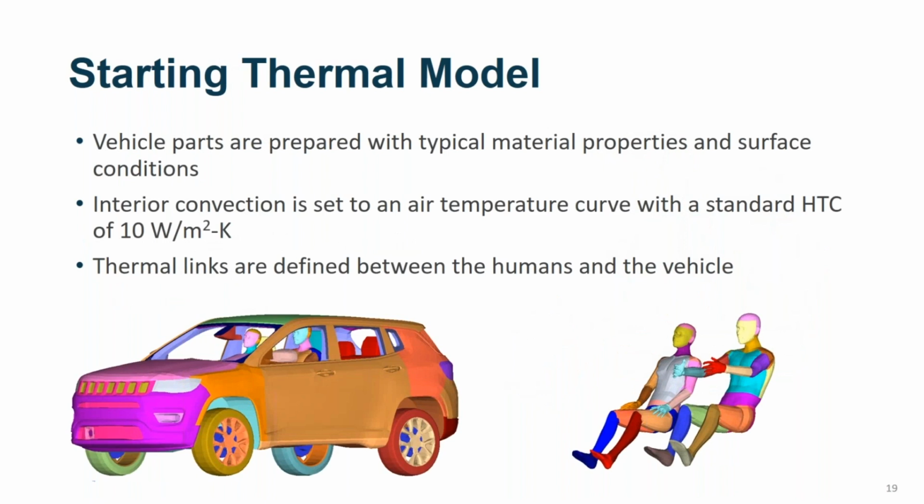This is our starting thermal model. The vehicle parts were prepared with typical material properties and surface conditions. Interior convection was set to an air temperature curve with the standard heat transfer coefficient of 10 watts per meter squared Kelvin. And thermal links are defined between the humans and the vehicle. So the humans are linked to the seat and steering wheel for conduction pathways.